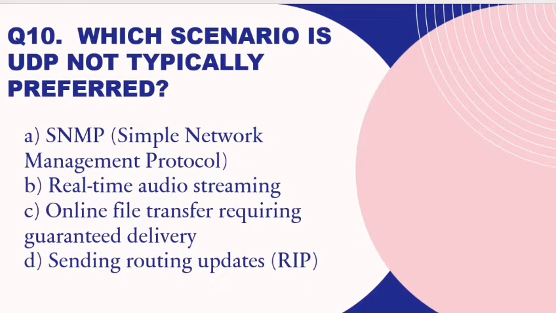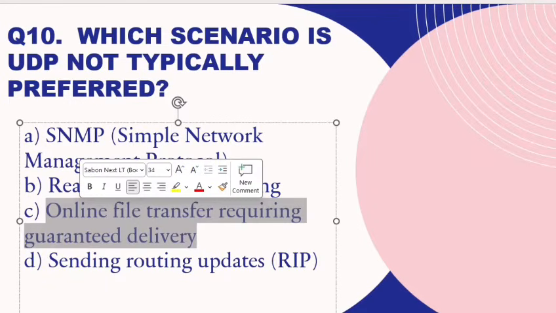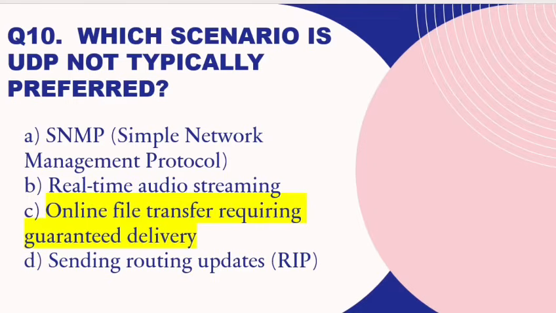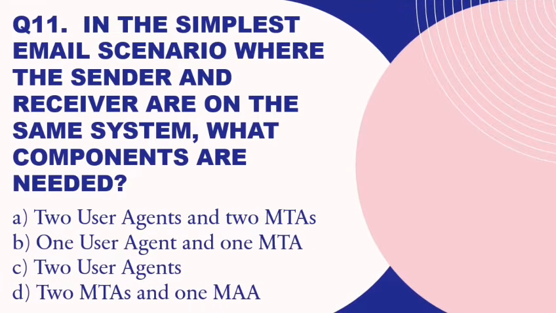In which scenario is UDP not typically preferred? Option A SNMP, Simple Network Management Protocol. Option B Real Time Audio Streaming. Option C Online File Transfer Requiring Guaranteed Delivery. Option D Sending Routing Updates, RIP. So the correct answer for this question is option C, Online File Transfer Requiring Guaranteed Delivery. Moving on to our other question.